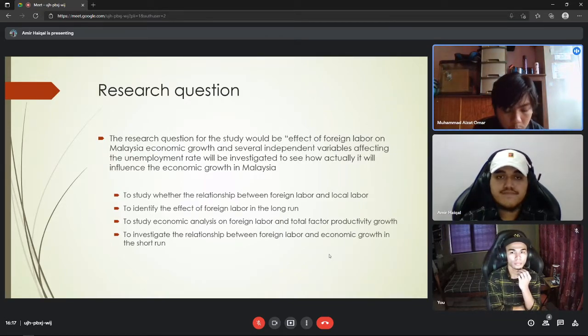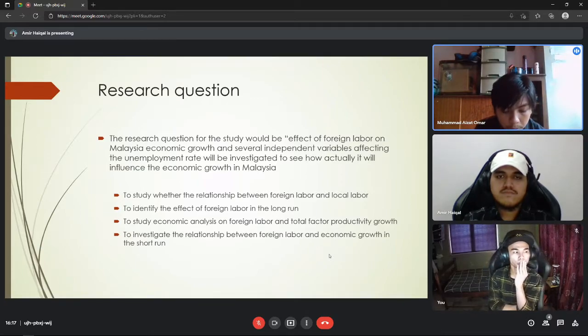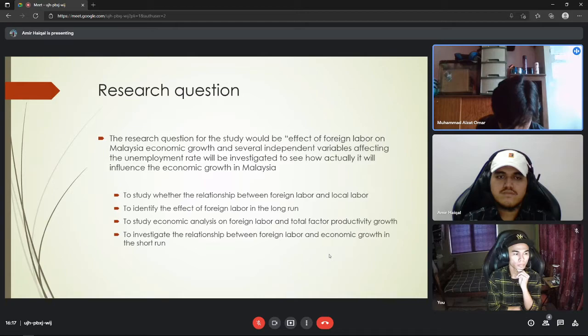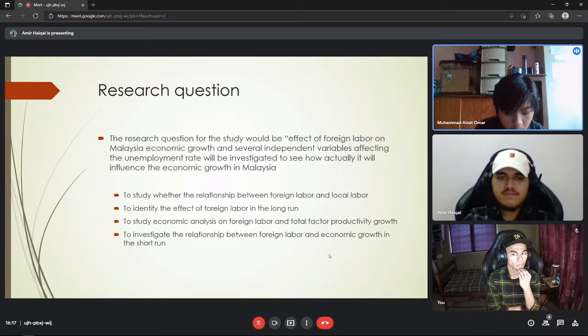Okay, the next one is about the research questions. The research question for the study would be the effect of foreign labor on Malaysia's economic growth, and several independent variables affecting the unemployment rate will be investigated to see how they influence economic growth in Malaysia. The first one is to study the relationship between foreign labor and local labor. Second is to identify the effect of foreign labor in the long term. Next is to study economic analysis on foreign labor and total factor productivity growth. And last but not least is to investigate the relationship between foreign labor and economic growth in the short run.